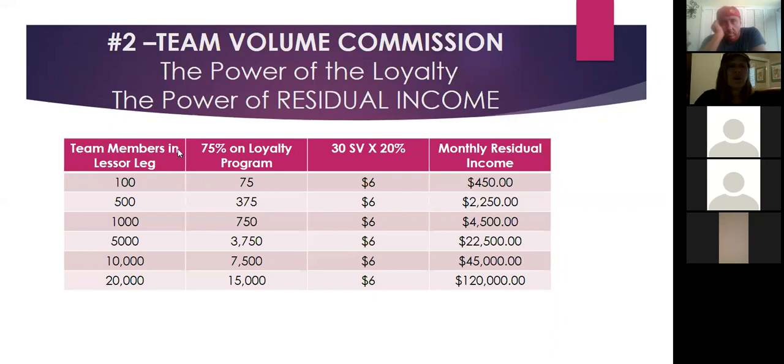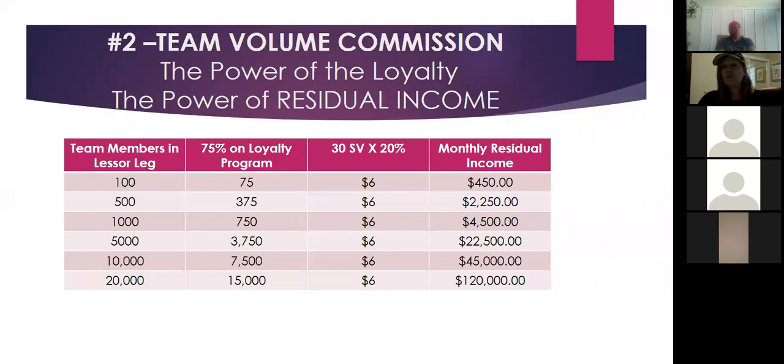So what they're saying is, if you had 100 people in your lesser leg, 75% of them get on loyalty at $6, it's $450. You understand? 500 people in your lesser leg, 75% of them get on loyalty, that's 375 times 6. Now you're making $2,250 in residual income just on loyalty. You get 1,000 people in your lesser leg, 75% of them getting on loyalty at $6 per person, you're at $4,500 per month in residual income.